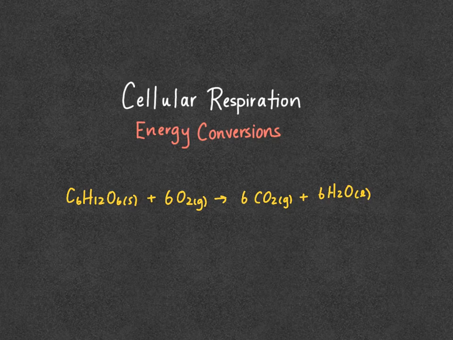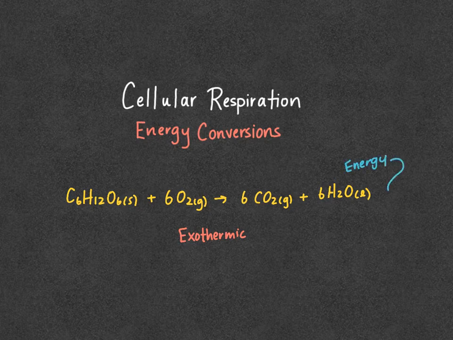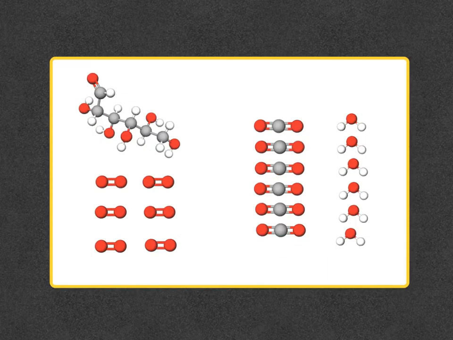Now, cellular respiration is an exothermic reaction, meaning that energy is released as it's converted from potential to kinetic. And so in this case, energy is going to be a product in our reaction. So we're going to look now at the schematic for the cellular respiration reaction. So once again, this is an exothermic reaction, which means that energy is going to be released.